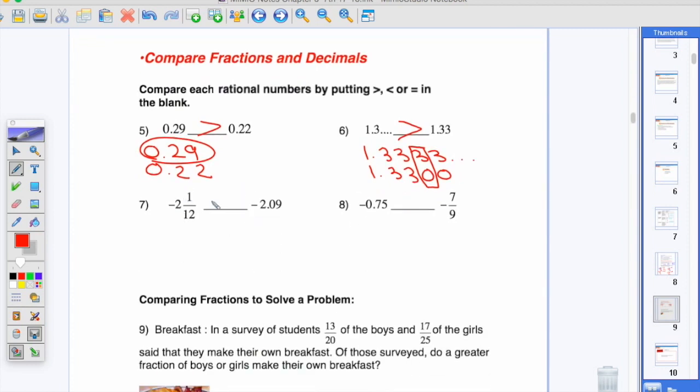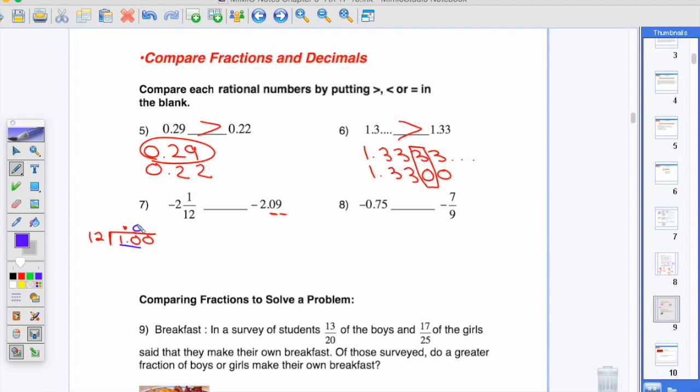In number 7, it's negative 2 and 1/12. We want to compare it to negative 2 and 9 hundredths. Because we have a fraction, we're going to convert that to a decimal before we can compare. So our 1 goes inside, our 12 goes outside. And since our second number is 9 hundredths, we only need to go 2 or 3 places after the decimal, depending on the numbers. So 12 doesn't go into 10, so put in a 0.